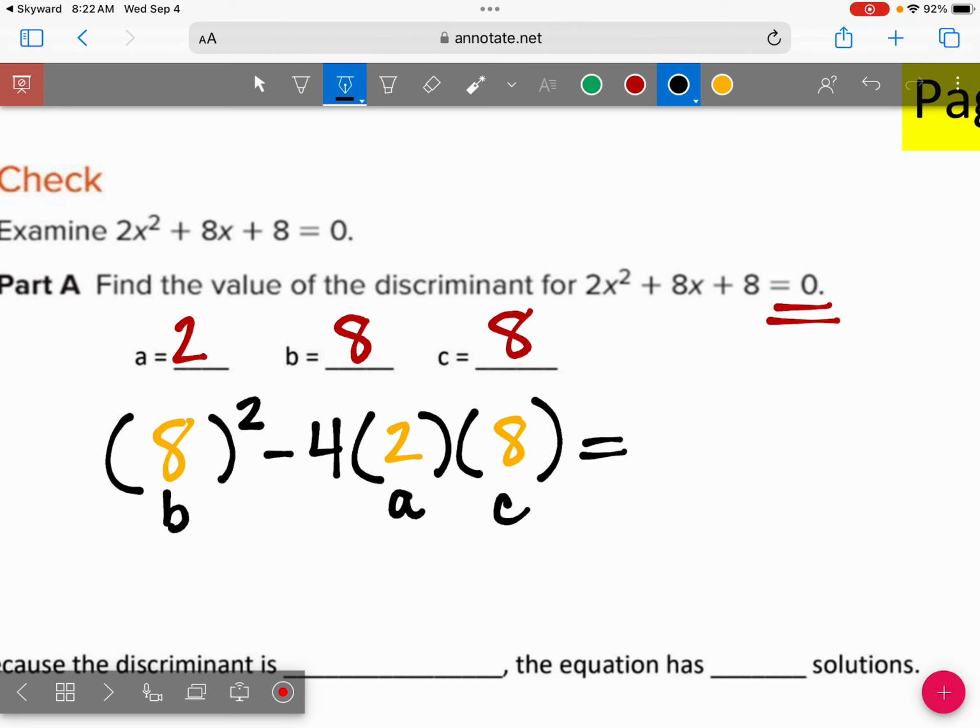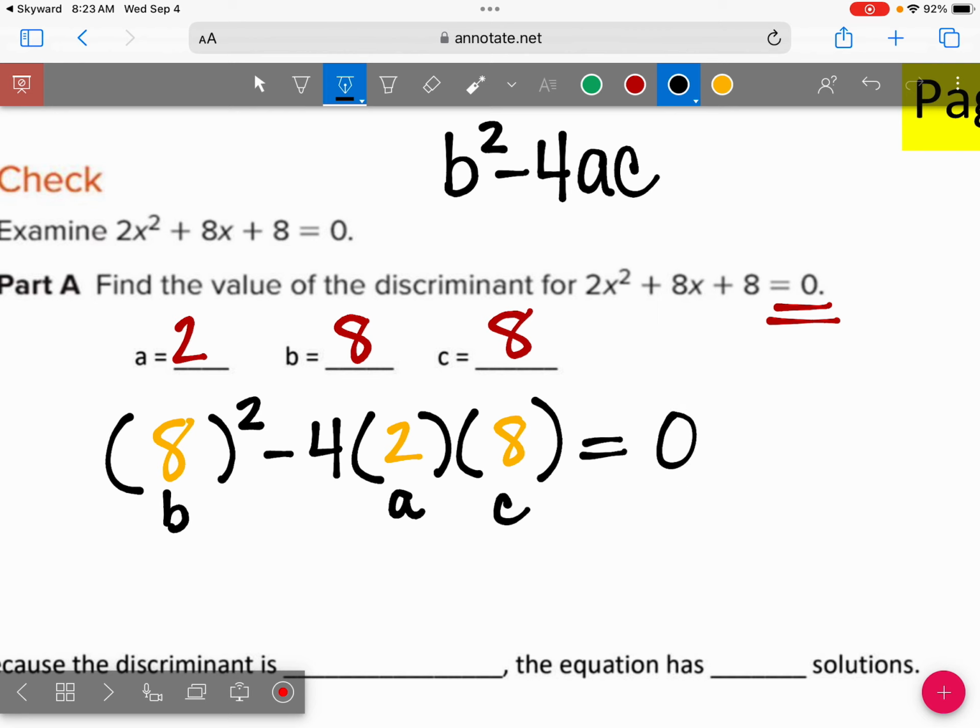We agree? Who got 0? All right, give everybody a chance. That's the formula. The formula is b squared minus 4ac. All right, so who got 0? Raise your hand if you got 0.